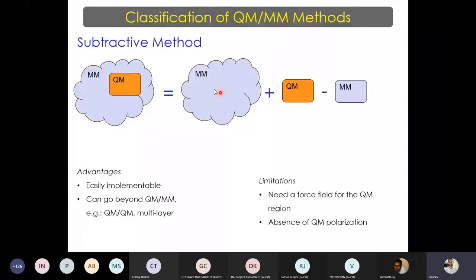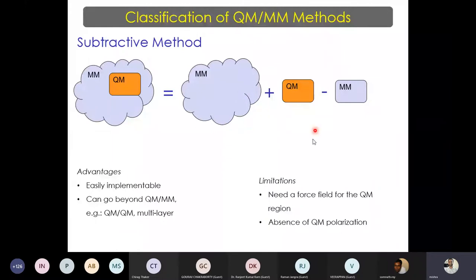But it turns out that even if your molecular force field is poor for this region, it doesn't matter, because the same force field is also calculated here. Essentially, you are subtracting this out. So most of the errors that you might have introduced because of a poor force field get canceled out. To a large extent, that error is mitigated.